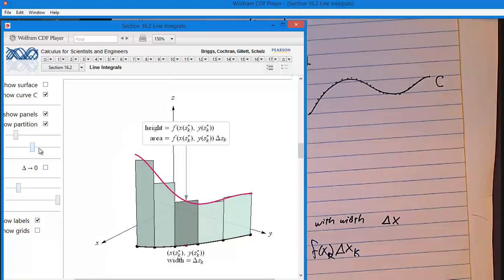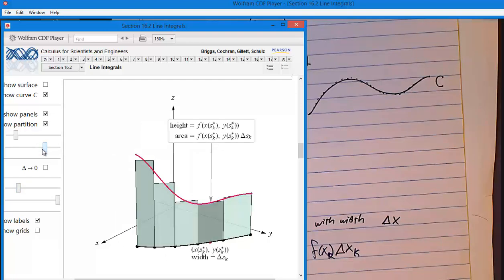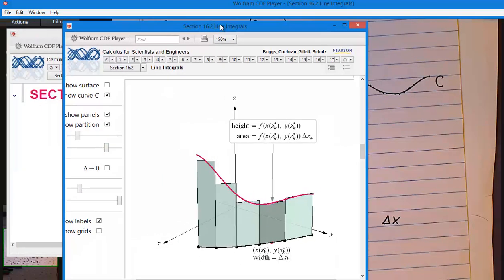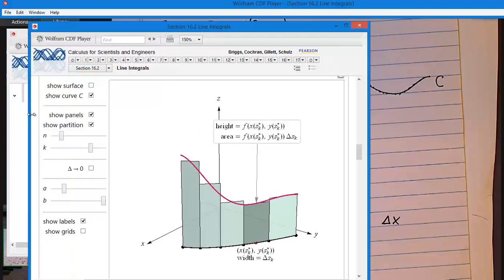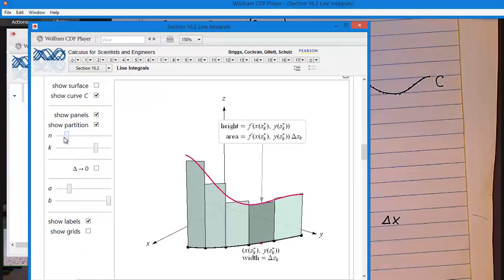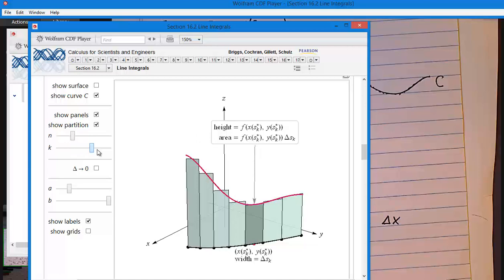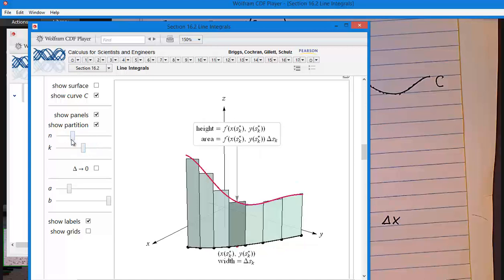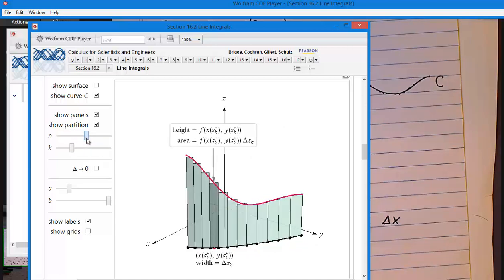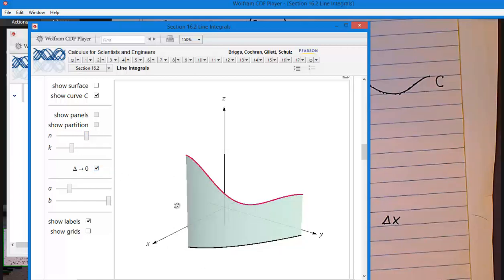I can increase... How about showing me the whole demo? There we go. I can increase n, that's what I wanted to do. And now for a given n, you pick which k you want, and we can compute that area. But as n gets bigger and bigger, or you can make the size of the partition go to 0, and then you have this. And then you can also destroy the app. That's kind of cool. All right.